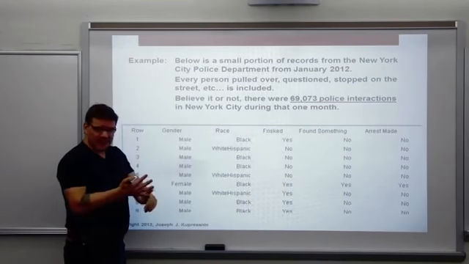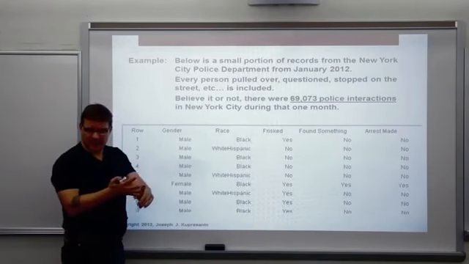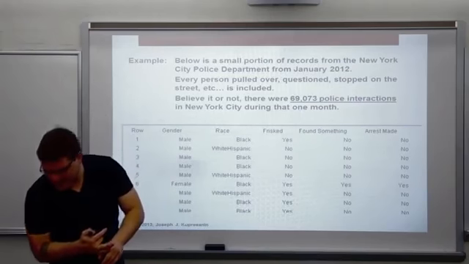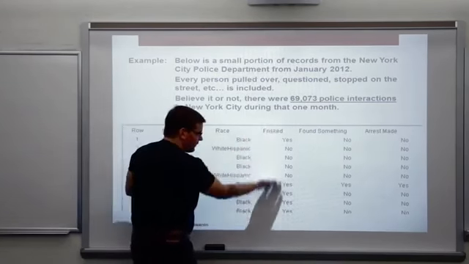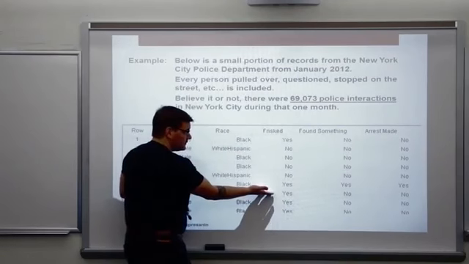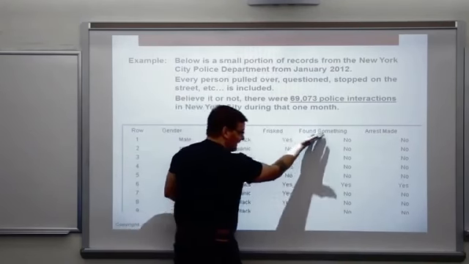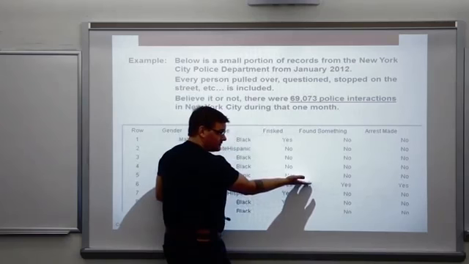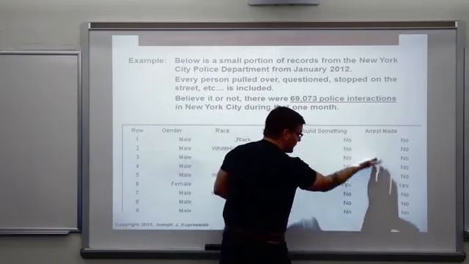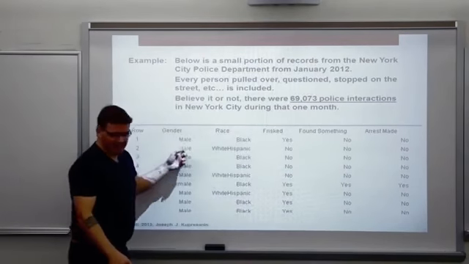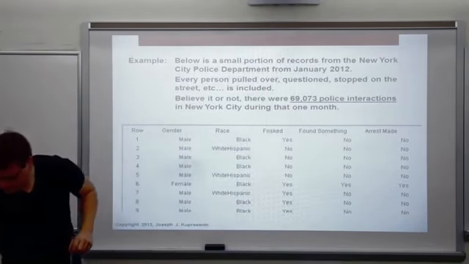They had black and white, Asian, and then white Hispanic, black Hispanic, and American Indian. Okay, this is categorical. Whether or not you were frisked, yes or no? Once you were frisked, whether or not the police officers found anything on you, drugs, guns, who knows, and whether or not an arrest was made. Okay, so these were the variables in this data set.